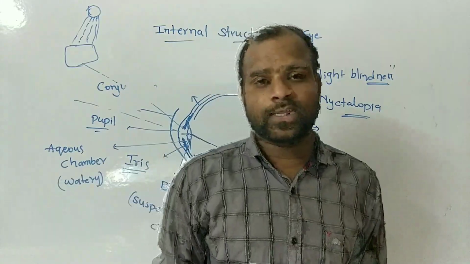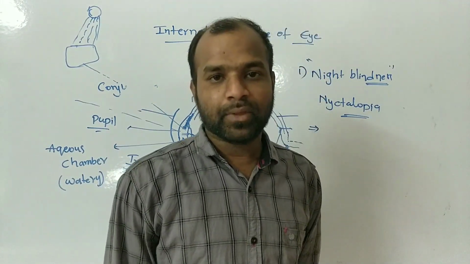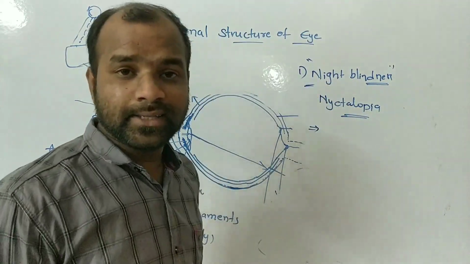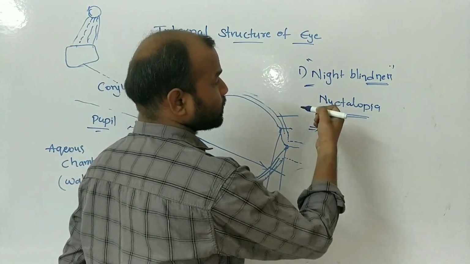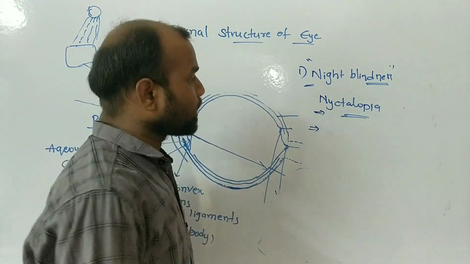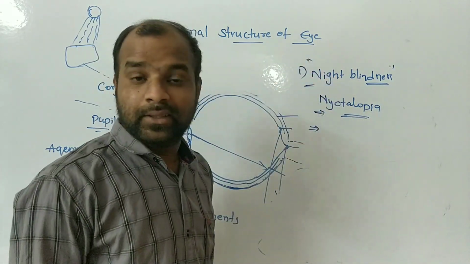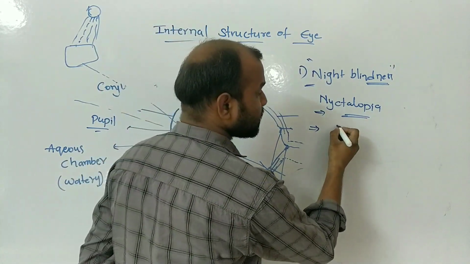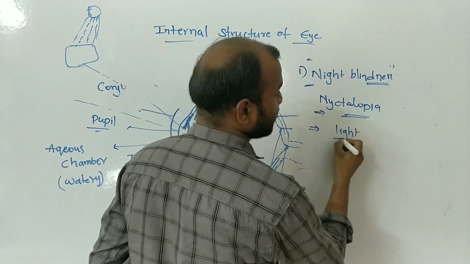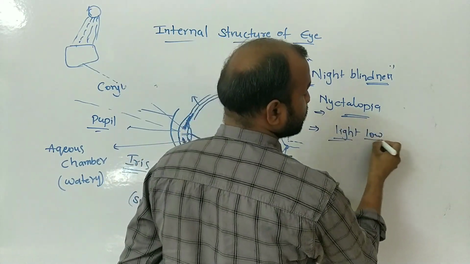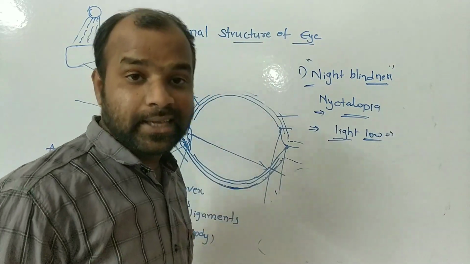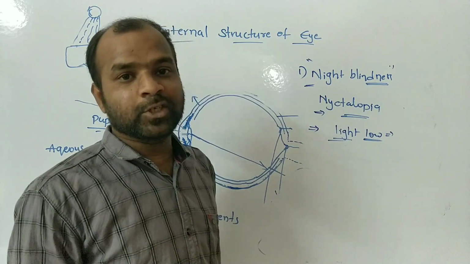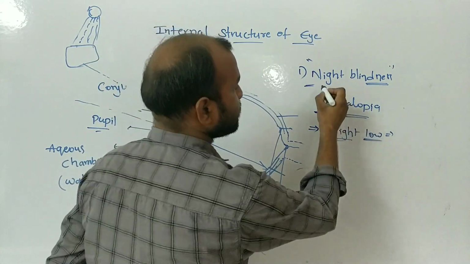In this way we are able to observe things and enjoy the beauty of nature. Now let us discuss the disorders of the eye, among which an important one is night blindness, also called nyctalopia. Persons with this disorder cannot see things at night, that is, when the intensity of light is low. They have blurry vision. This is about night blindness.